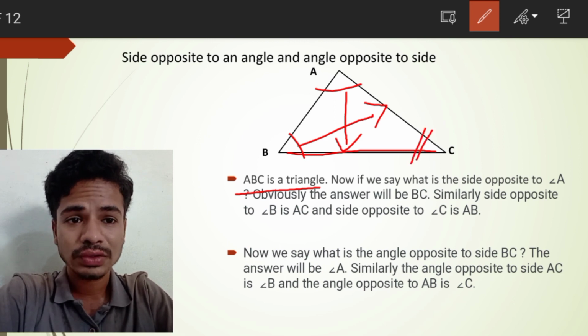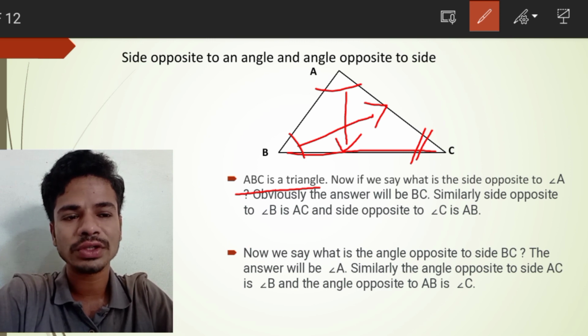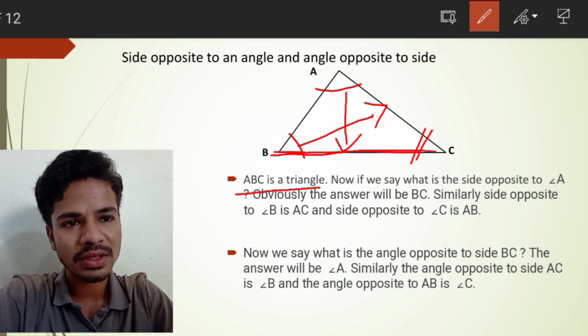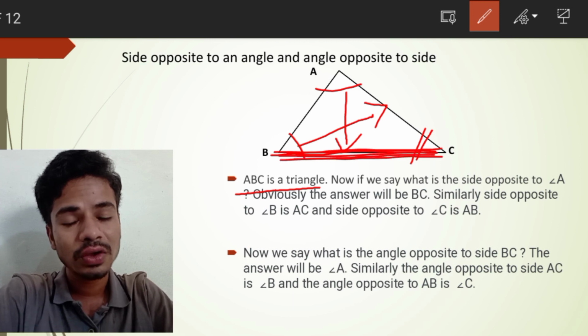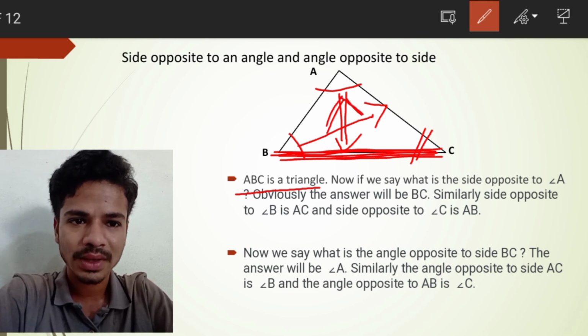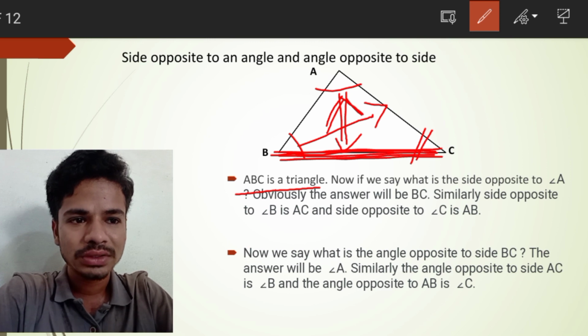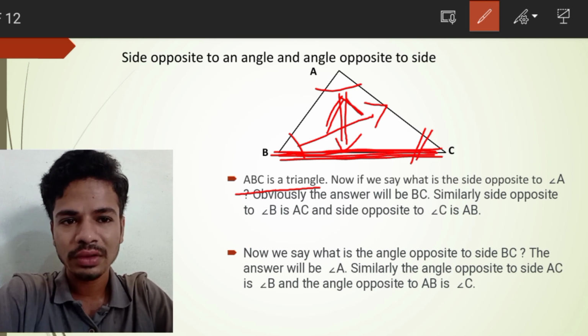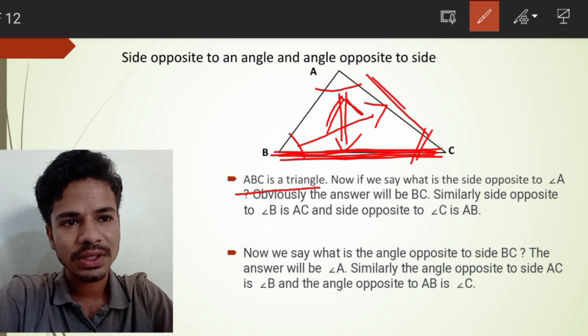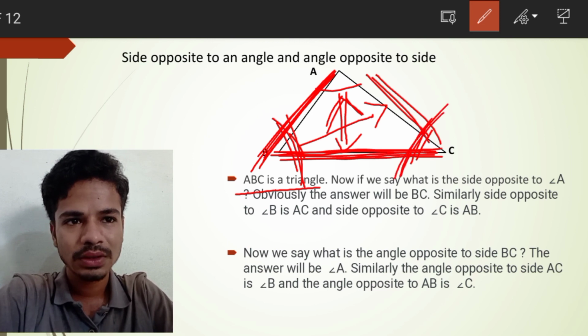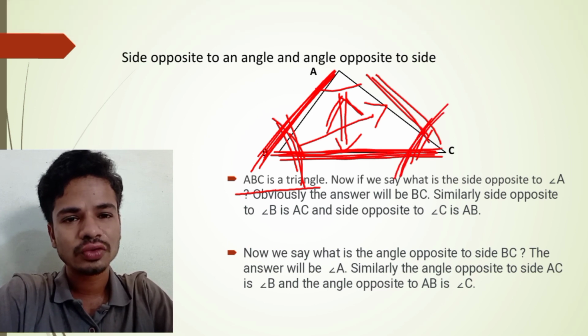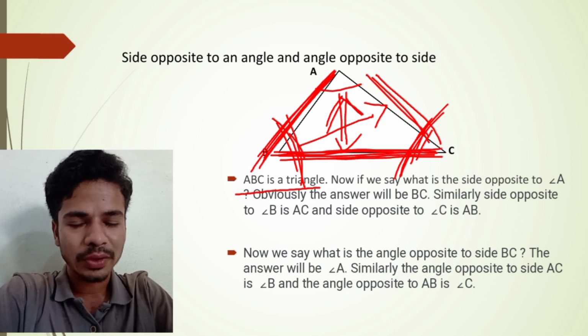Now we ask what is the angle opposite to the side BC. If we mention the side first, then the angles are opposite. It means angle A is opposite to side BC, and similarly the angle opposite to side AC is angle B, and the angle opposite to side AB is angle C. Okay, so this is the topic of properties of a triangle.